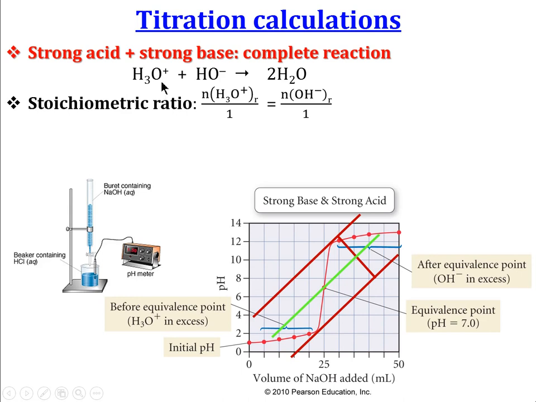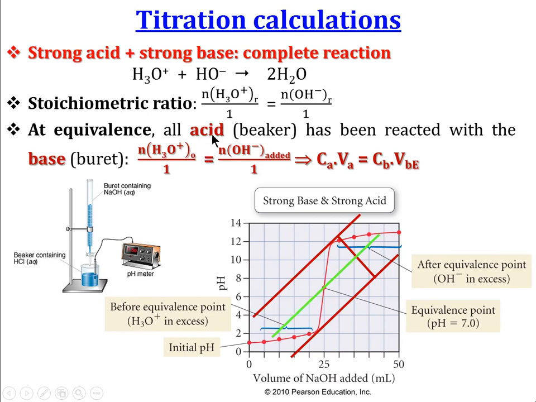So the stoichiometric ratio of the titration reaction: the number of moles of H3O+ reacted divided by 1 equals the number of moles of OH- reacted divided by 1. At equivalence, all the acid present in the beaker has reacted with the base added from the burette. So instead of n(H3O+) reacted, we can put n(H3O+) initial divided by 1 equals n(OH-) added divided by 1, which implies the initial concentration of the acid times the initial volume of the acid is equal to the concentration of the base times the volume of the base added at equivalence.